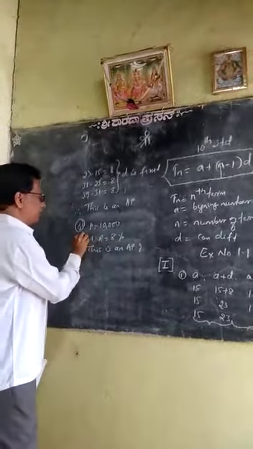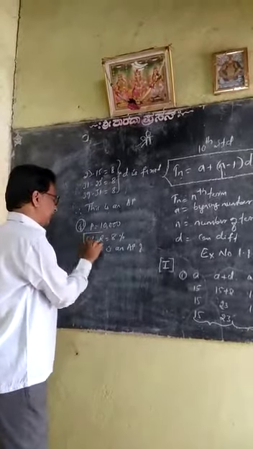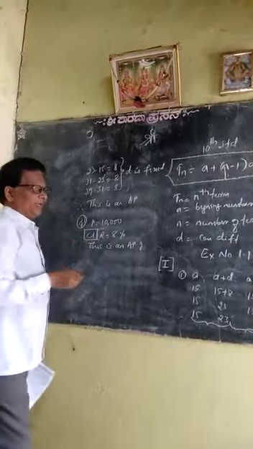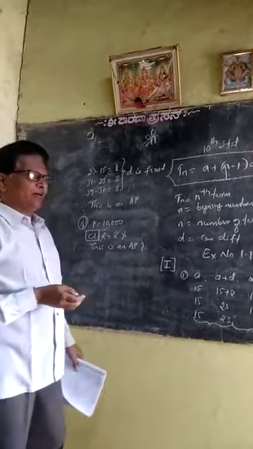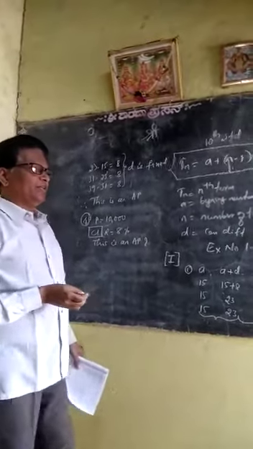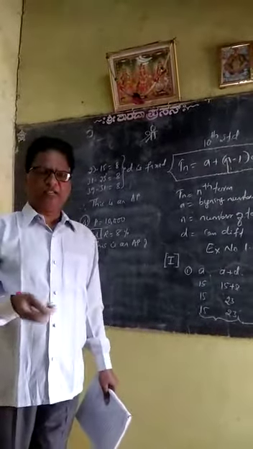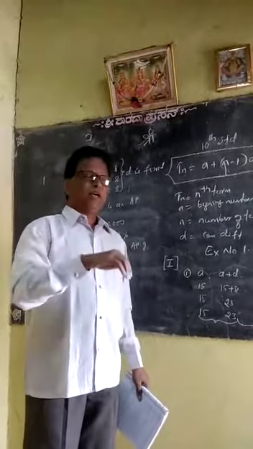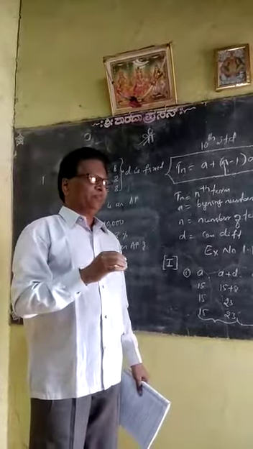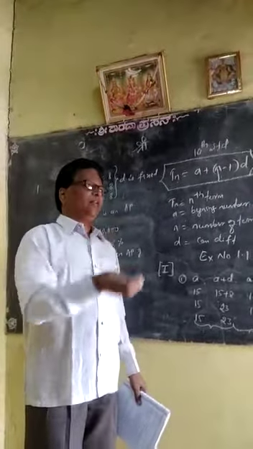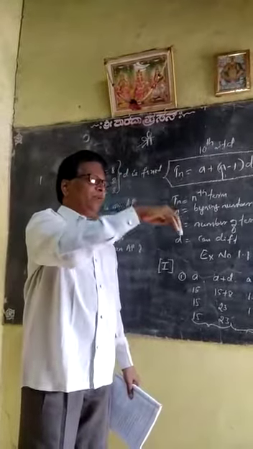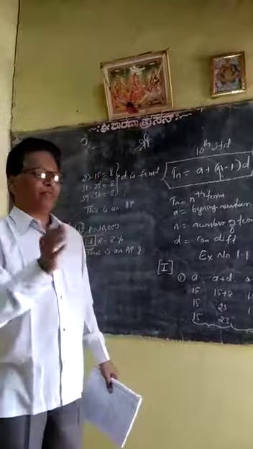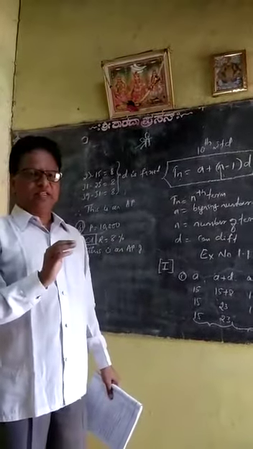If you have the compound interest idea, you can say whether this is an AP or not. Compound interest means the interest calculated on the principal plus the interest. For the first year, and again for the second year, principal plus simple interest. It means the simple interest varies year by year.